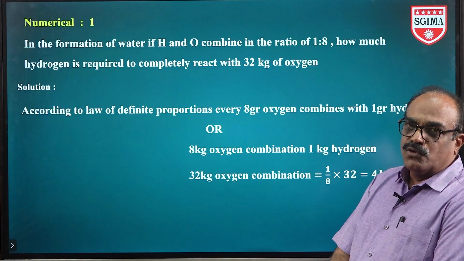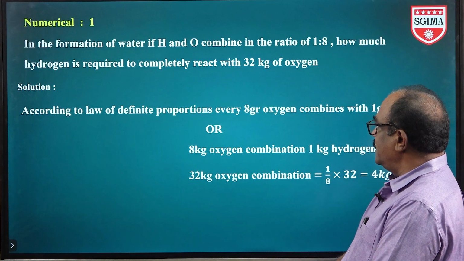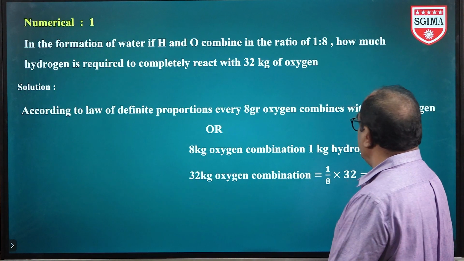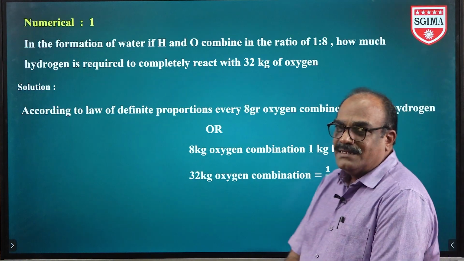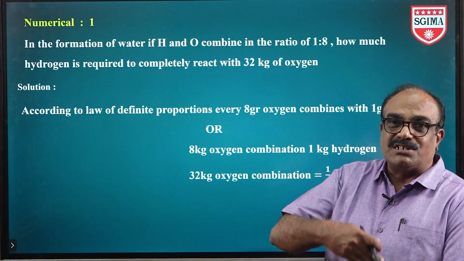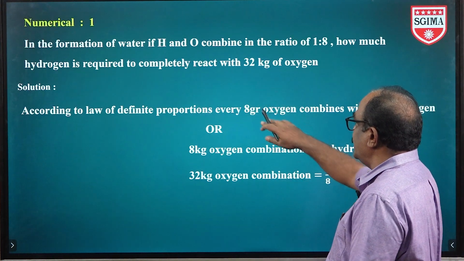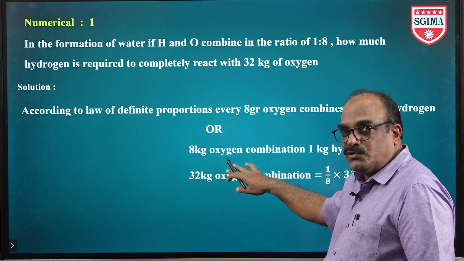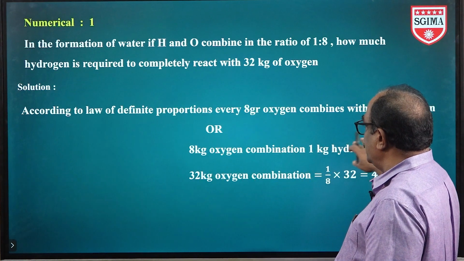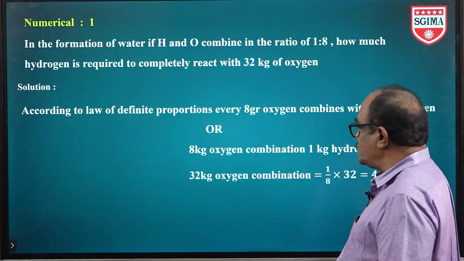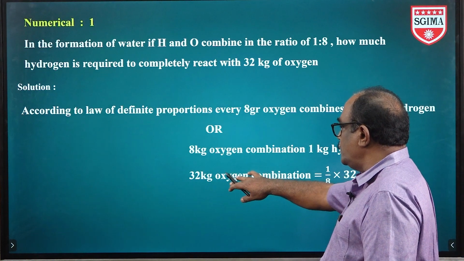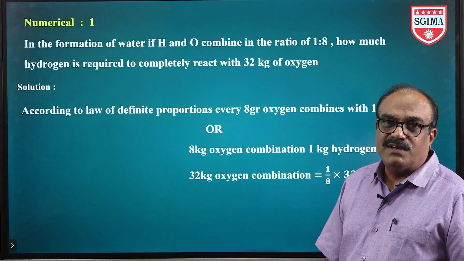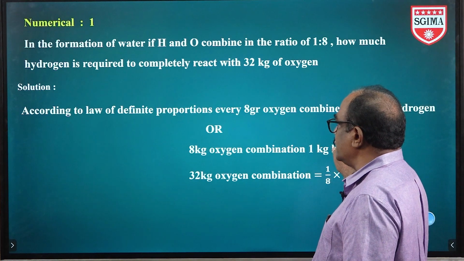For that, I go for the law of definite proportions, the law of constant proportions, according to which in a water molecule every 8 grams of oxygen will be combining with 1 gram of hydrogen. The same thing I can raise to the kilogram scale: instead of 8 grams of oxygen with 1 gram of hydrogen, 8 kilograms of oxygen will be combining with 1 kilogram of hydrogen. So therefore, 32 kilograms of oxygen will combine with how much? 1 by 8 into 32, that is 4 kilograms of hydrogen. Like that we can make some calculations in this.